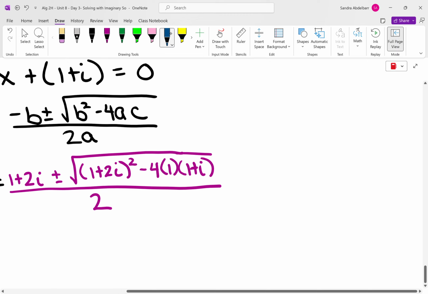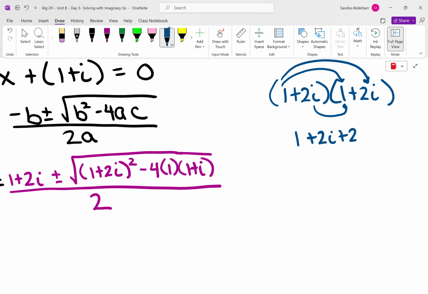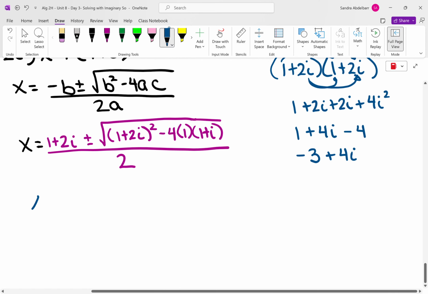All right, so now I need to simplify under that radical. I'm going to go over to the side of my paper, and I need to square 1 plus 2i. I cannot distribute that exponent. I need to multiply it out. So we're going to have 1 times 1 is 1. 1 times 2i is a 2i. 2i times 1 is 2i. 2i times 2i is a 4i squared. So we're going to have 1 plus 4i minus 4, which will be a negative 3 plus 4i.